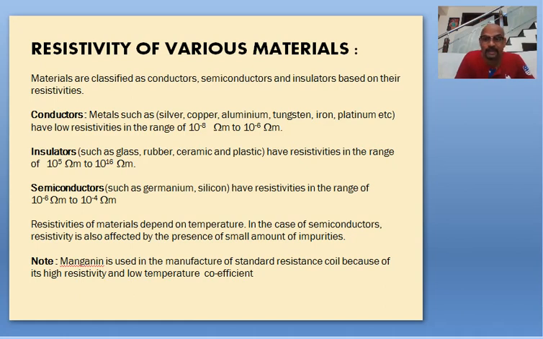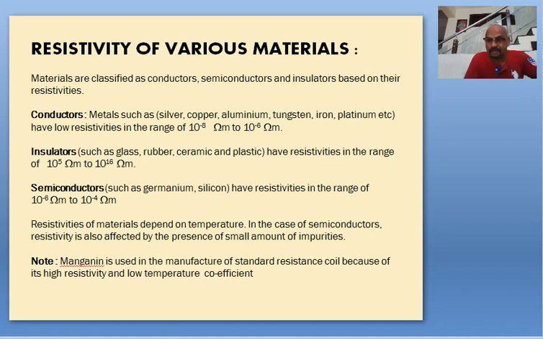Remember this. In the case of semiconductors, resistivity is also affected by the presence of impurities. You know that semiconductors, p-type semiconductor, n-type semiconductor, extrinsic semiconductors. So resistivities of metals depend only on the nature and temperature, whereas for semiconductors, the resistivity also depends on the presence of impurities.